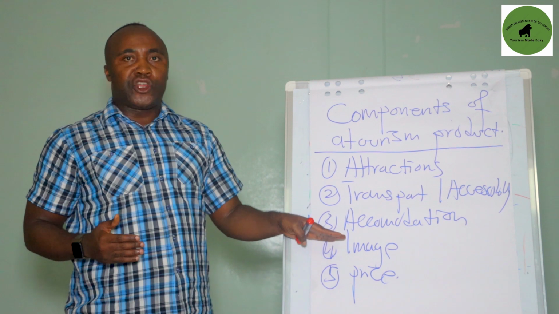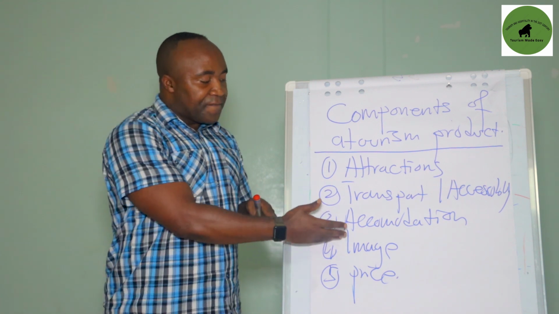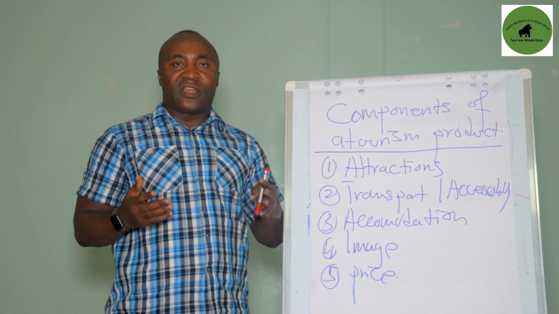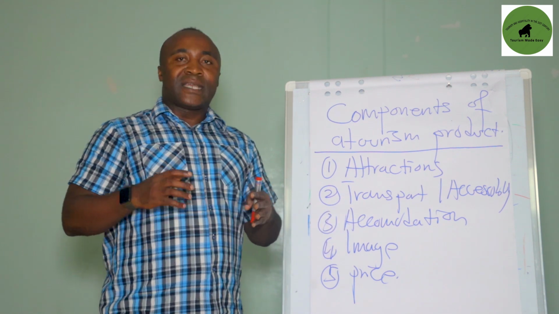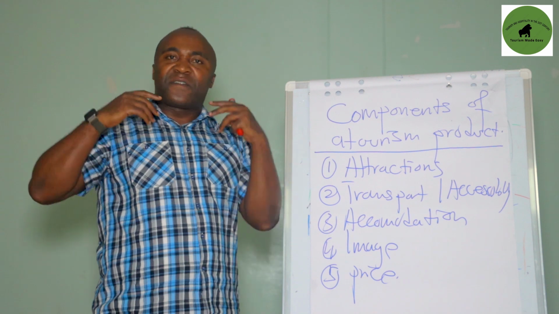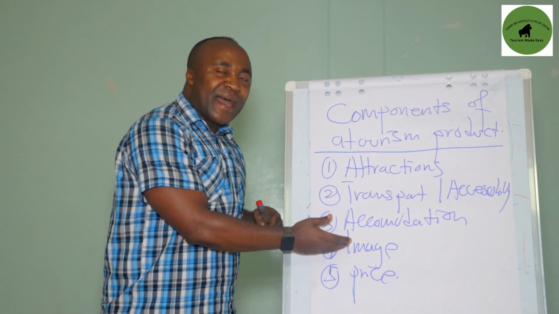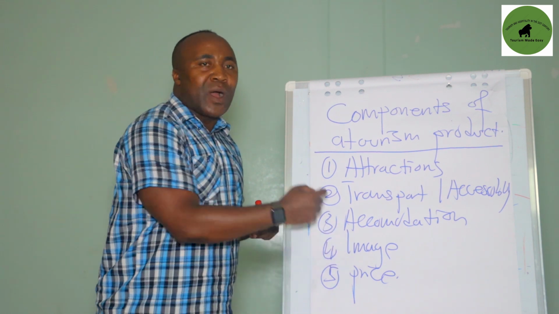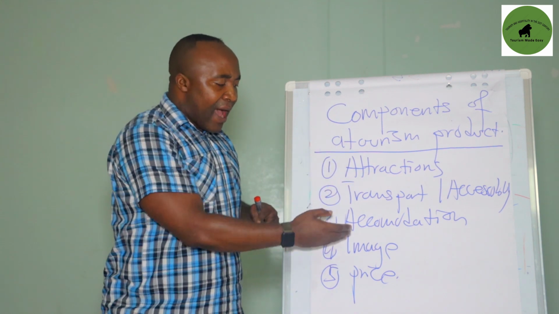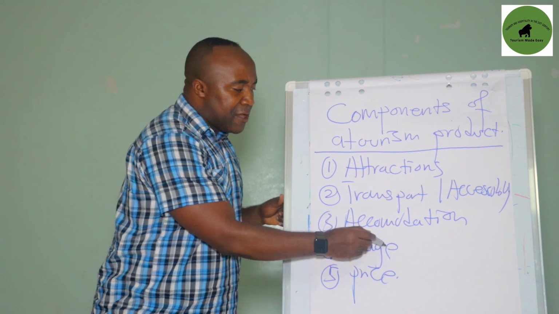Number 4, we have image. Different authors perceive image in a different way. But I want to put it to my audience that image is that picture, that vivid picture, or the position of the mind about a destination. As Dr. Emmy, what do I think about a destination? And this one also comes and covers this image.